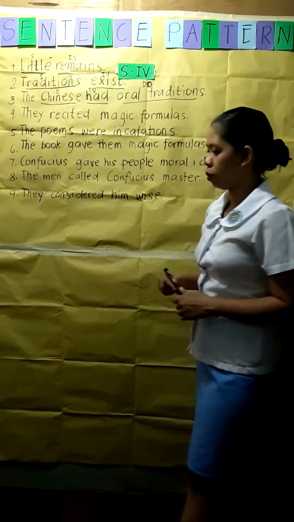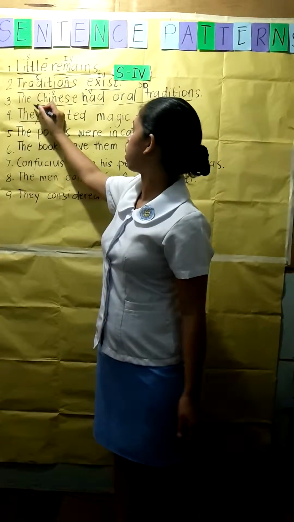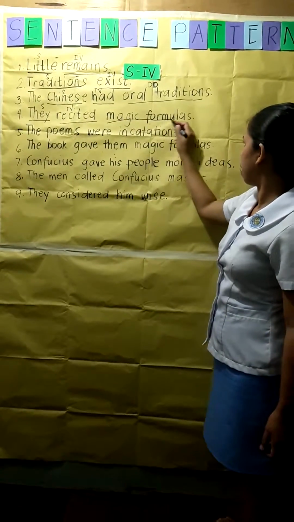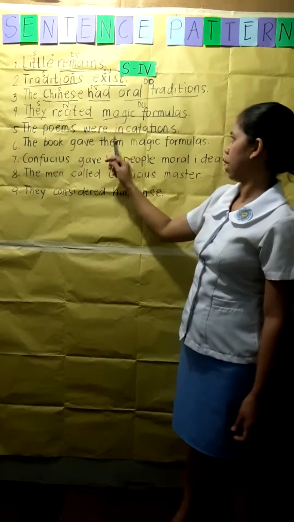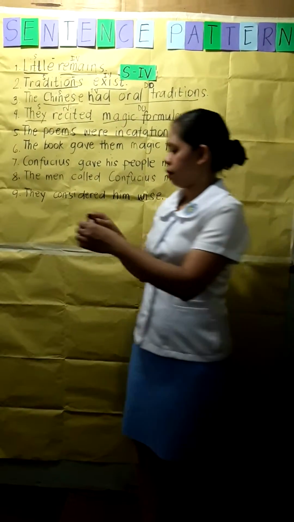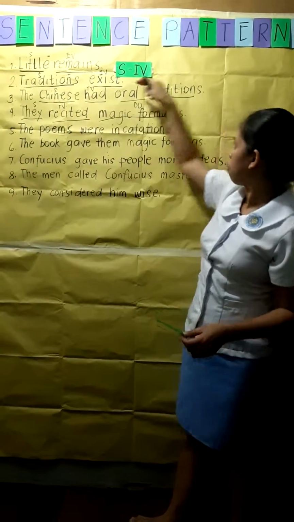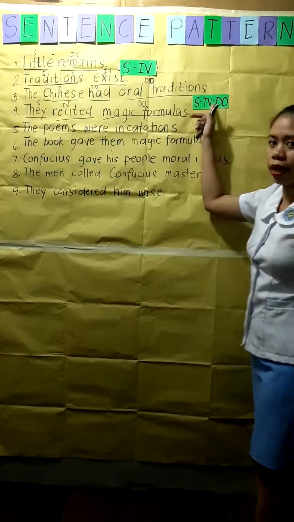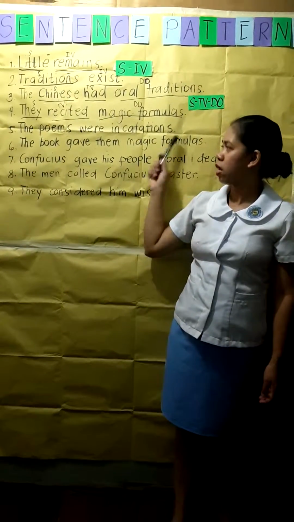So another example, we have they recited magic formulas. So they is our subject, recited is the transitive verb, and magic formulas is our direct object. So what did they recite? So they recited magic formulas. So that is your subject, your transitive verb, and your direct object. We can say from these given examples that the pattern for these two sentences is STVDO, or subject, transitive verb, and direct object.